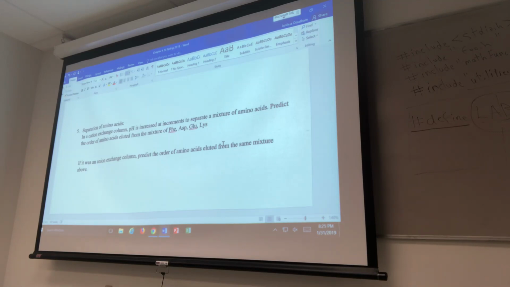And the way you figure it out is, you will read somewhere, it will talk about what is going on with the pH. I don't care if it's cation or anionic in this case, because they're just blatantly telling me pH is increasing at increments to separate these amino acids from each other. Meaning we're going to start at a low pH, and we're going to end at a high pH. So amino acids that have really low side chain pKa's are going to come out first, and amino acids that have really high side chain pKa's are going to come out last.